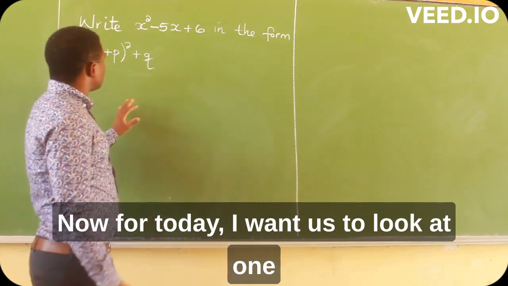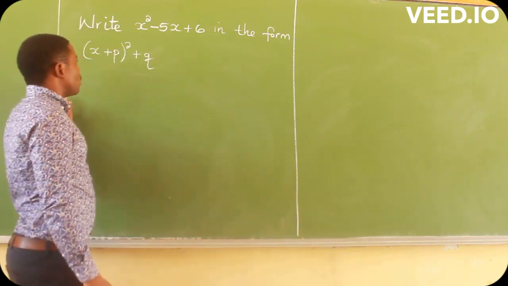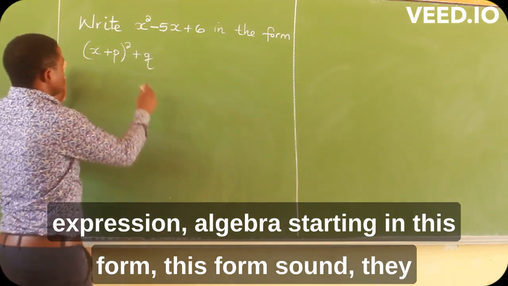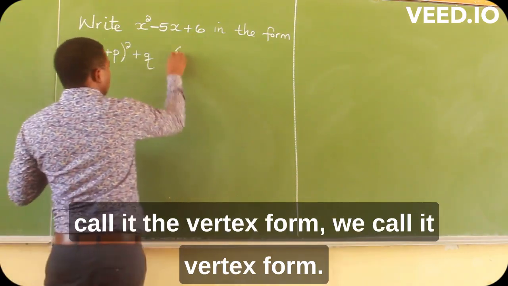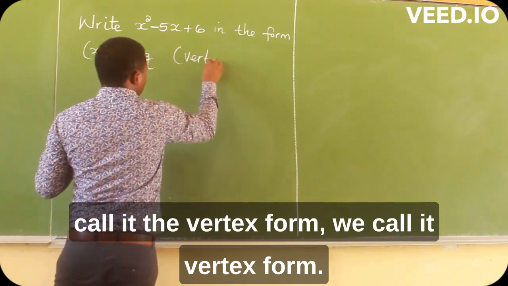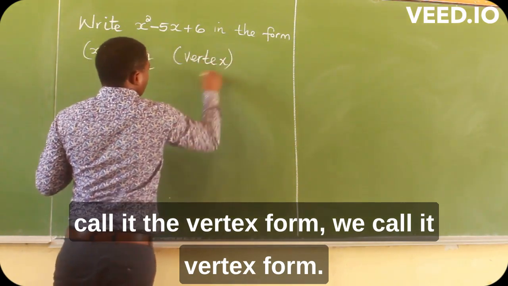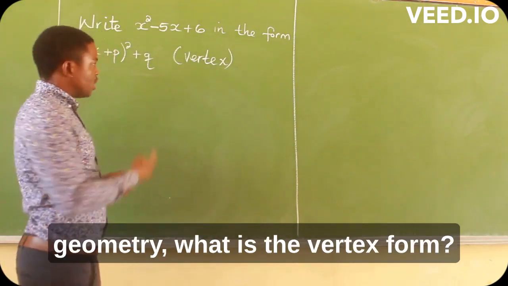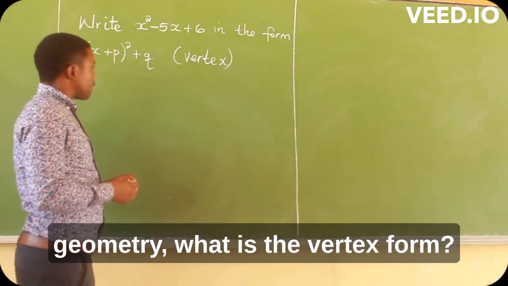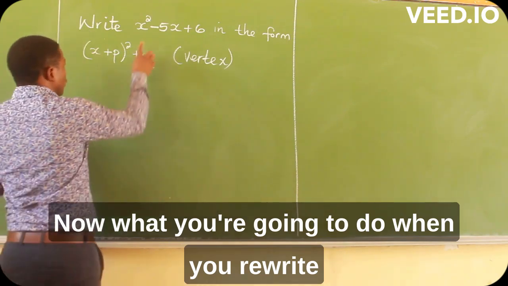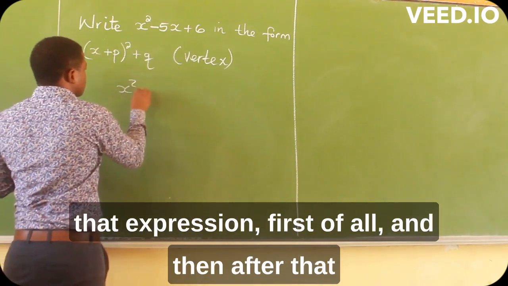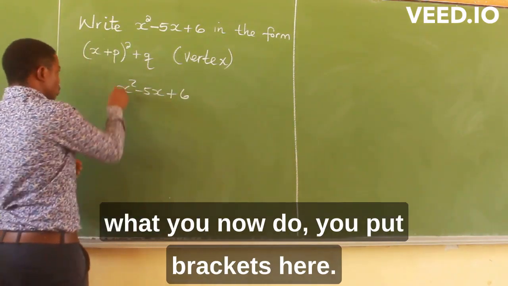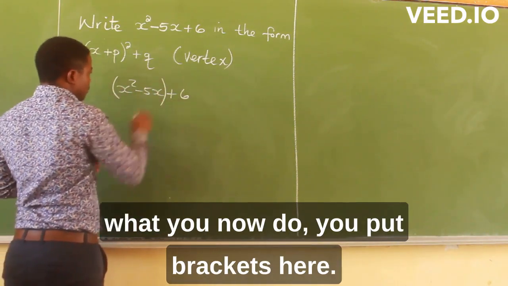Now for today, I want us to look at one expression in algebra that we need to write in this form. Some people call it the vertex form. If you've done a bit of analytic geometry, you will understand what a vertex form is. What you're going to do is rewrite that expression first, and then put brackets here.